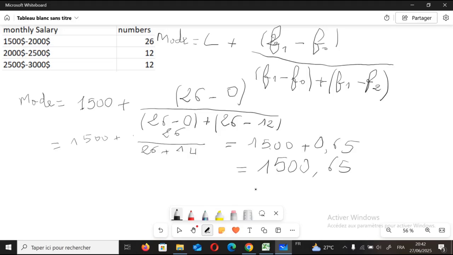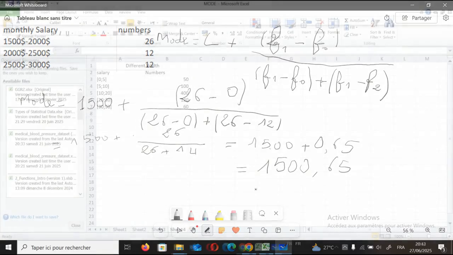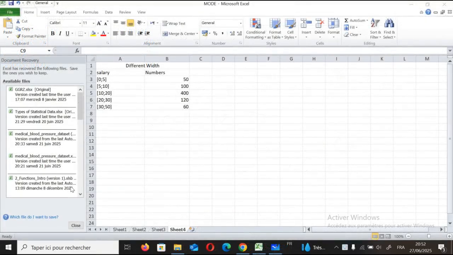Now we're going to talk about the case where we have continuous quantitative variables with different widths. In order for us to calculate the mode of continuous quantitative variables with different widths, let's say we have units per 1,000, for example, 0 to $5,000, 5 to 10,000. Here we have different widths, for example 5, 10, 10, and 20.